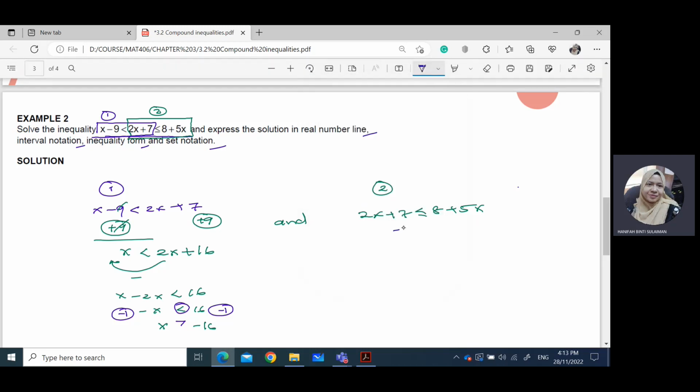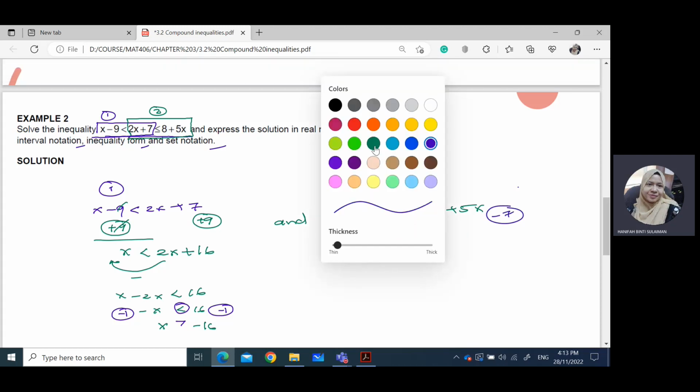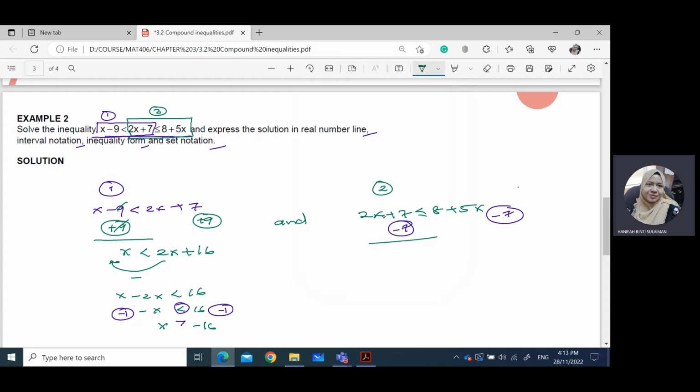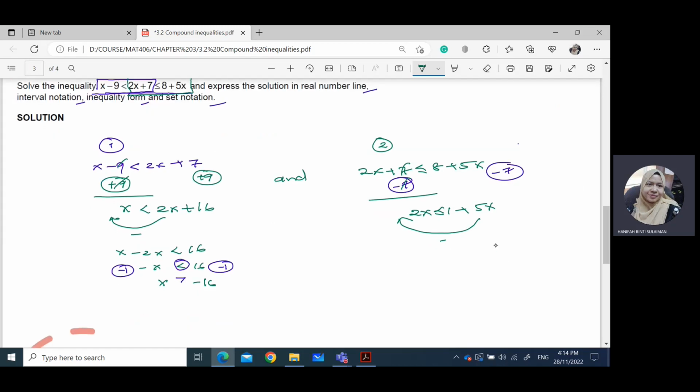In the left hand side, we minus 7, and in the right hand side, we need to minus 7 also. Selesaikan. Then 2x plus 7 minus 7, we have 2x less than or equal to 8 minus 7, we have 1 plus 5x. Next, 5x we bring to the other side, then we will have negative 5x. So here we have 2x minus 5x is less than or equal to 1. Then here we have negative 3x less than or equal to 1.